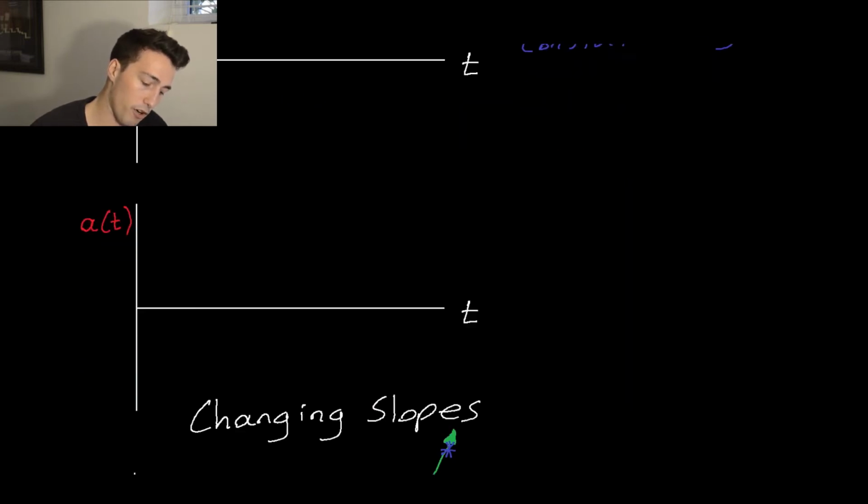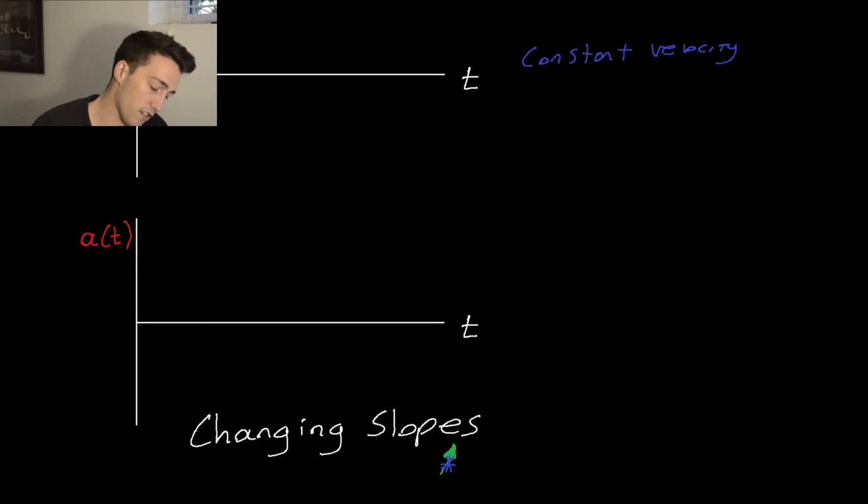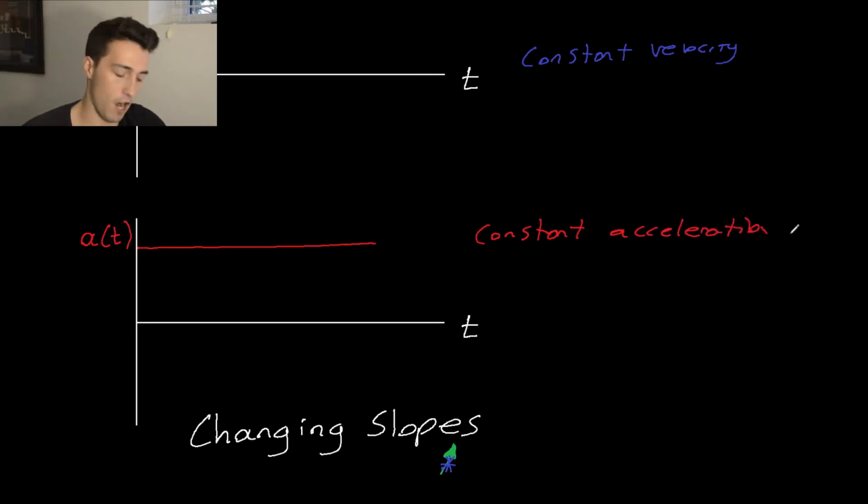And finally, if we were to represent our acceleration as a constant, this would be a graph of constant acceleration. And here we could do the slope of acceleration, but it's not very common and it's not very useful. So there's not really a slope of this acceleration time graph that's useful.